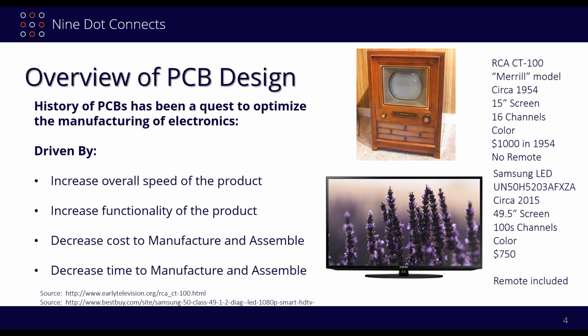16 channels, because the knob here was set for 16, and it was actually a color television. So if you could pick up a color broadcast, this television could actually show it in color. It was priced at $1,000 in 1954, and it has no remote. So that was considered to be state-of-the-art at the time.